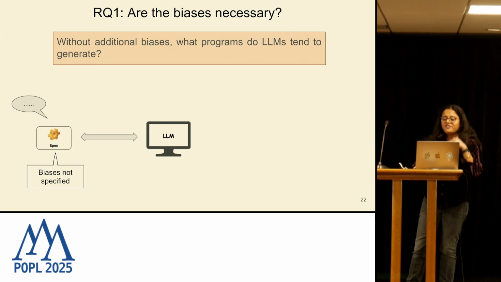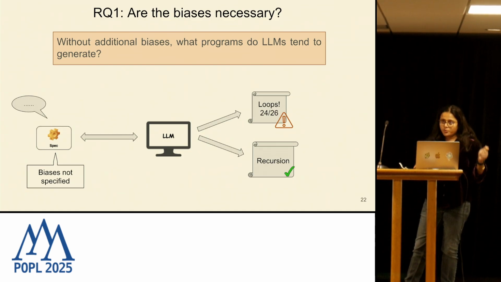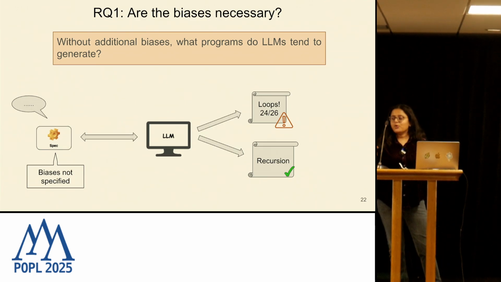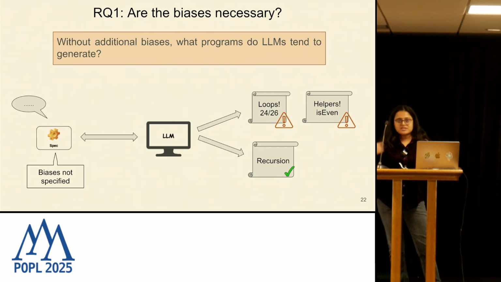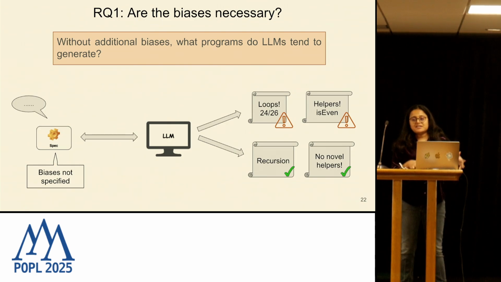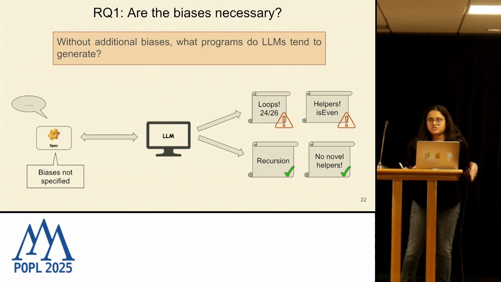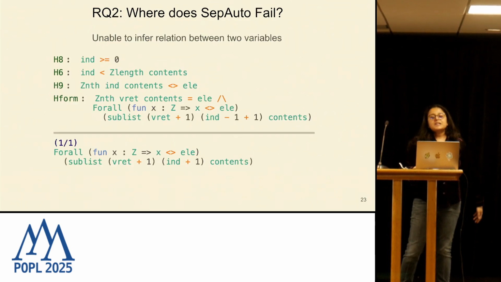So we reran experiments, and what we found out was, of the 26 programs that required recursion, 24 of them were generated with loops. So it naturally tends to emit programs with loops and not recursion. For helper functions, they typically don't tend to synthesize novel helpers, but for one of the examples, isEven, we found that it synthesized a function called isOdd and tried to verify it, which was not present in the set of function calls given.